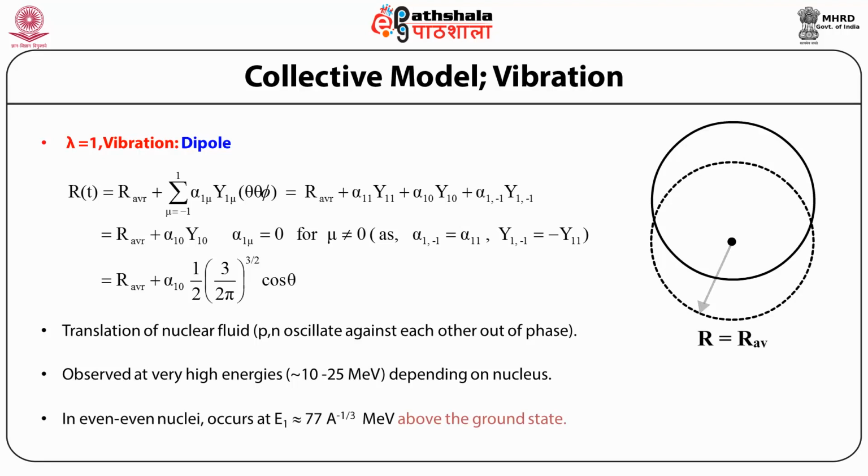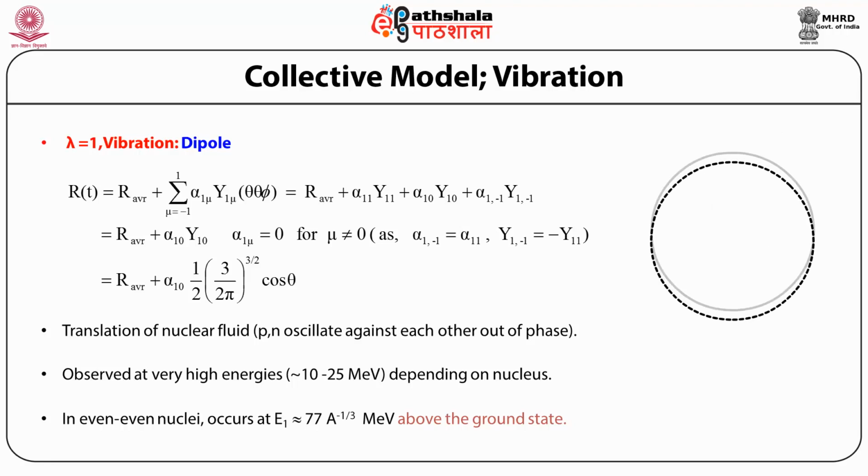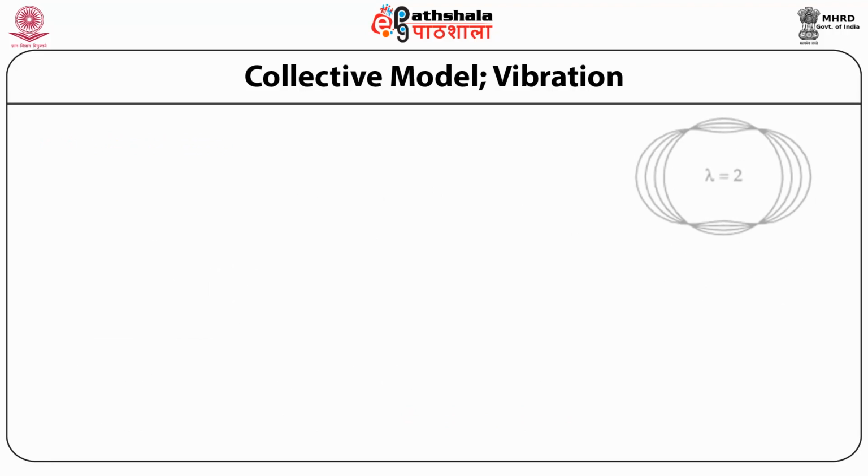So in even nuclei, this mode occurs at around 77 A^(−1/3) MeV above the ground state. Slide number 10, collective model vibration. We are continuing with our discussion about the vibrations of nuclei.